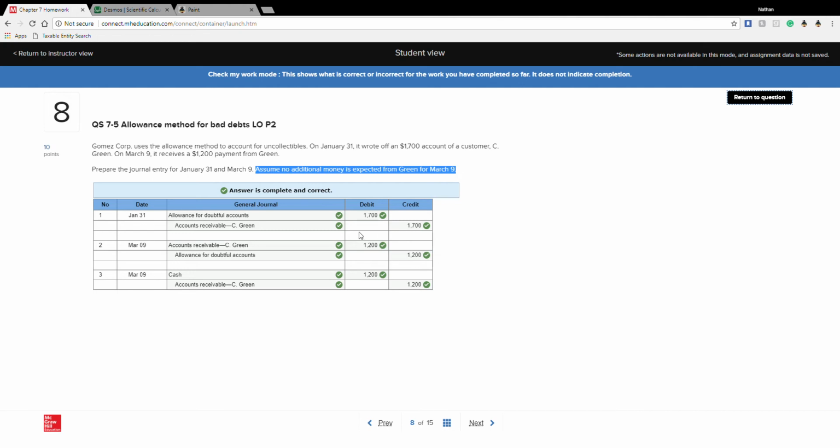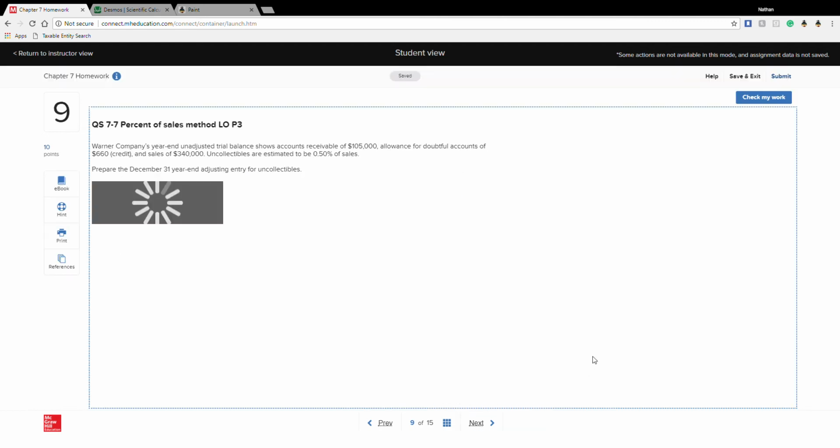Again, we're not expecting to get any more money from him. He paid us $1,200. That's the amount that we actually want to redeem back, or basically bring back, reinstate, not the 1,700. Okay, so don't get confused on that part. All right.